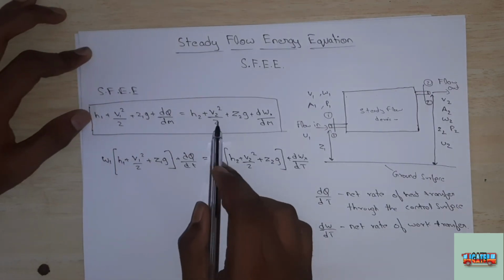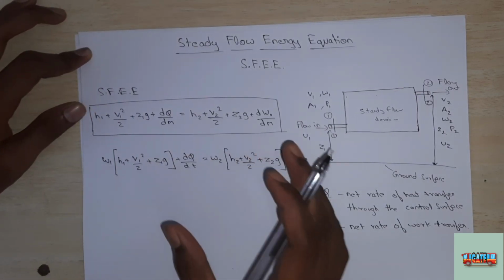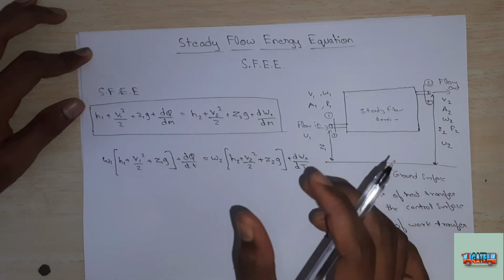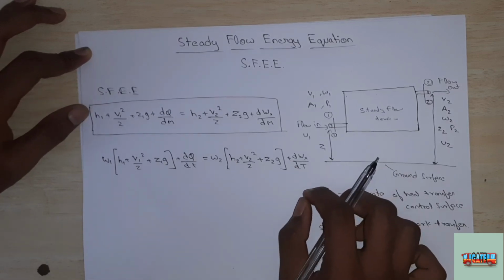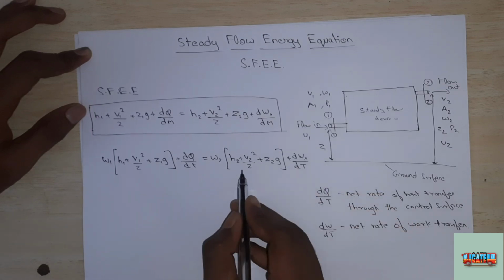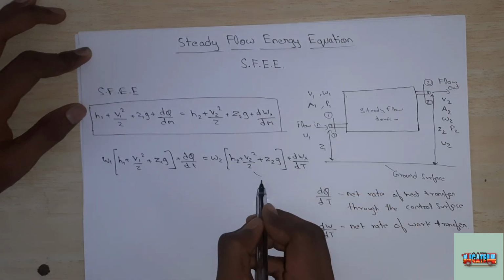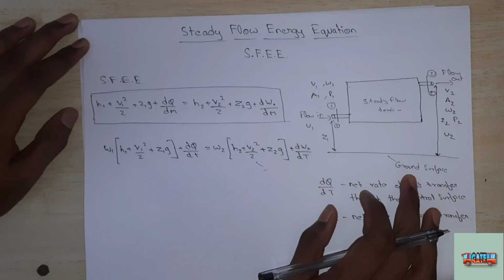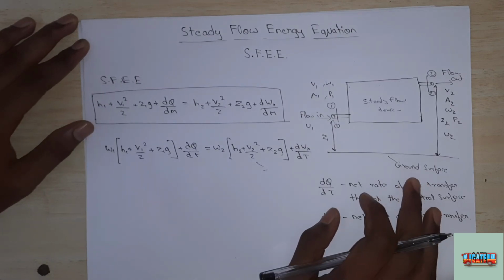So this equation, the energy flow per unit mass, is usually more convenient when only a single stream of fluid enters and leaves the control volume. Whereas when more than one fluid stream is involved, the basis of energy flow per unit time is more convenient, means this equation. So now let's discuss some of the applications of steady flow energy equation.